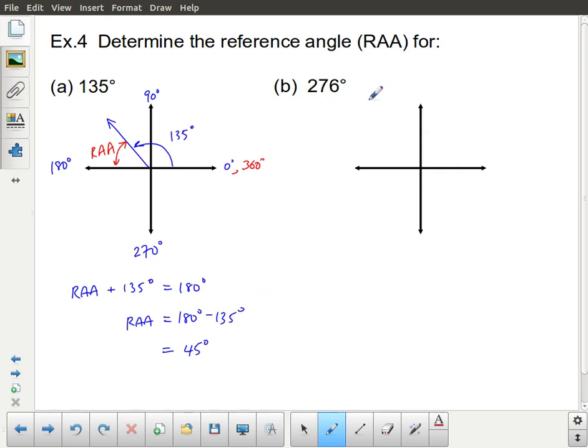How about 276? 0 degrees, 90 degrees, 180 degrees, 270 degrees. 276 is just a little bit further than 270. When you're drawing it, it's never a bad idea to exaggerate that. Your drawings are not meant to be to scale here. No one's going to measure these angles using a protractor. So there's my angle. From here to here is 276 degrees.